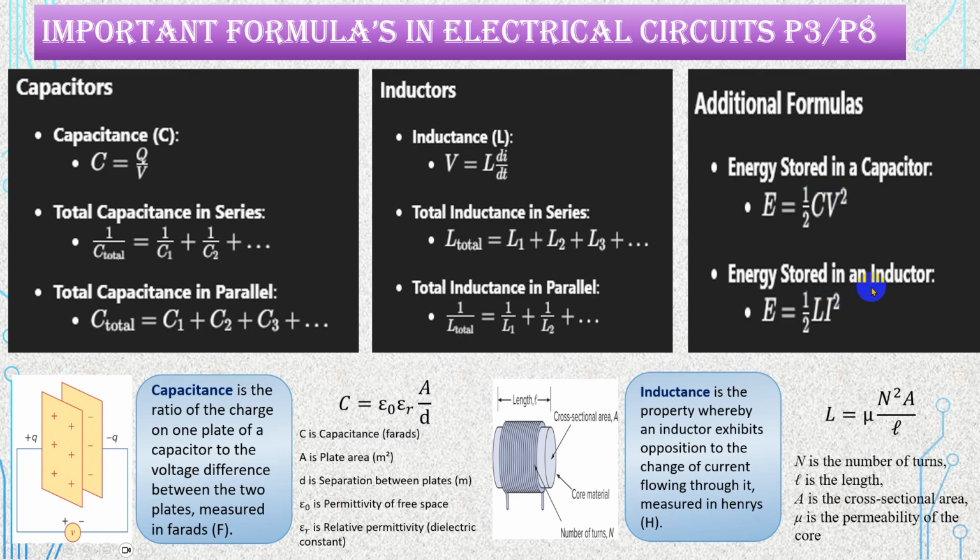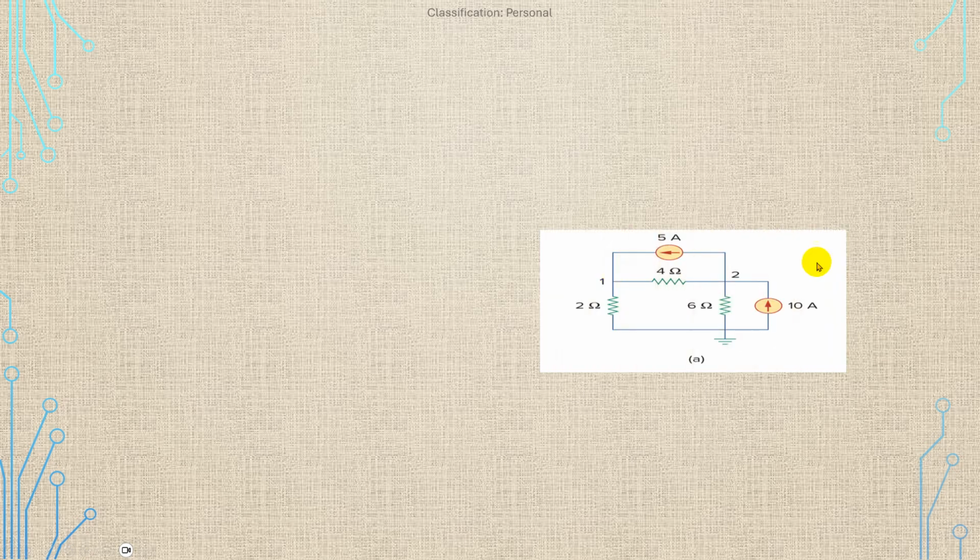If you know that an inductor is related to the current, then you can remember half Li square, not the V square. So the energy equation is half CV square and half Li square. And energy, as you already know, the unit is joules.